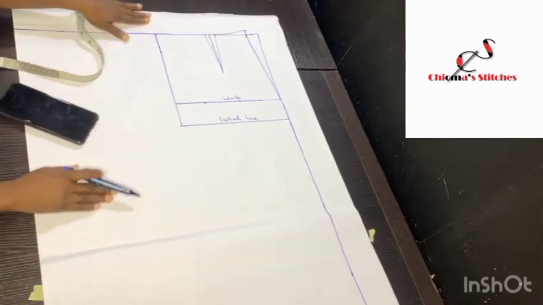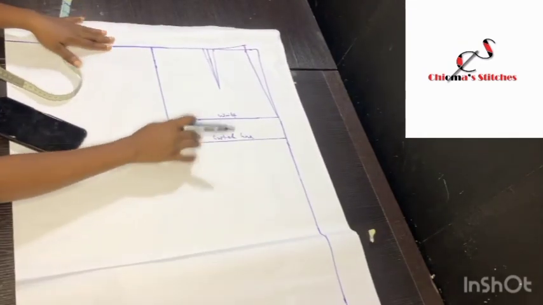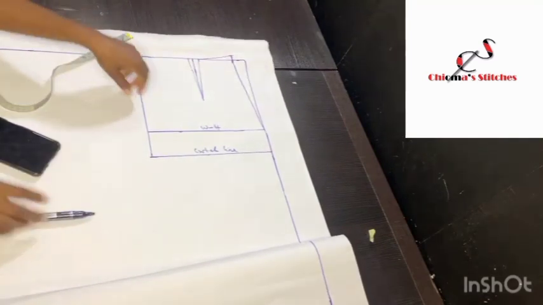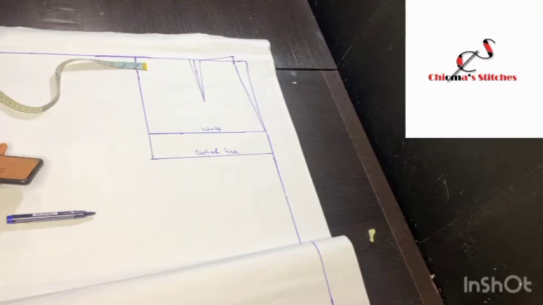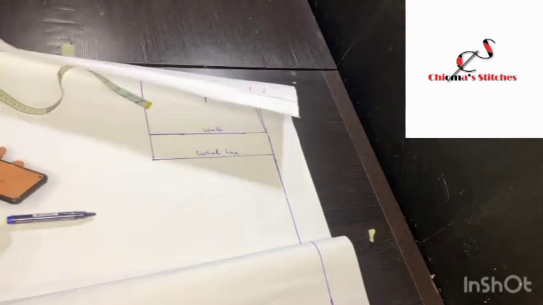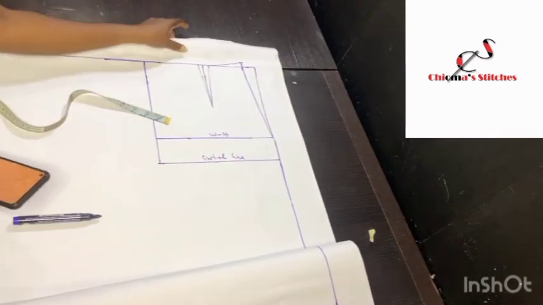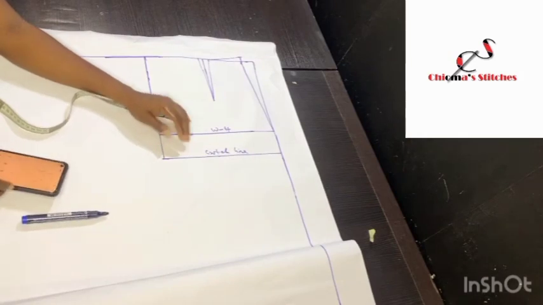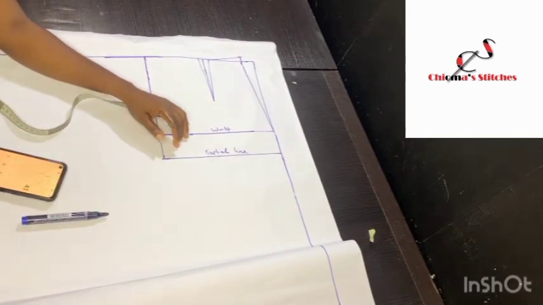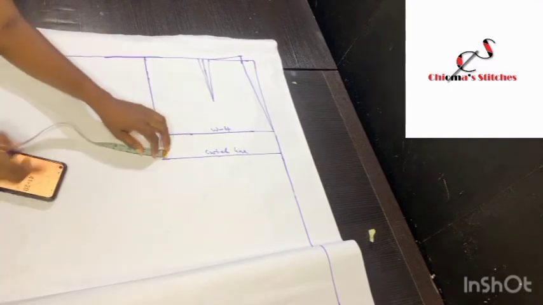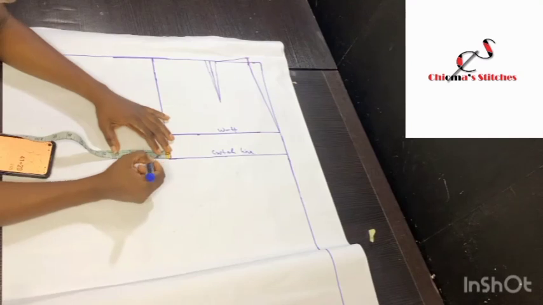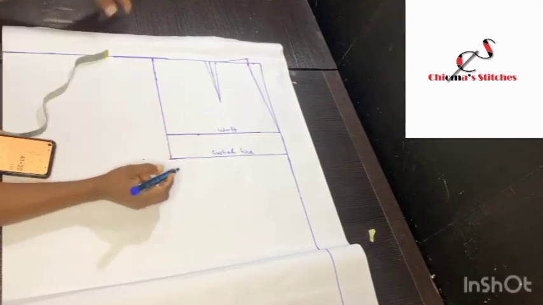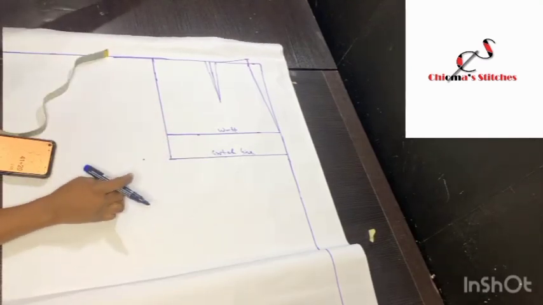Alright, so next thing we're going to do is divide the hip measurement by 10 or by 20. For the front piece, we divide the hip by 20, and for the back, we divide the hip by 10. So this is for the crotch. So at the crotch line, we divide the hip by 20. 41 divided by 20 will be 2.05. So I'm going to just approximate it to 2.1. So I'm marking 2.1 here. And then I will extend the crotch line to meet the 2.1.